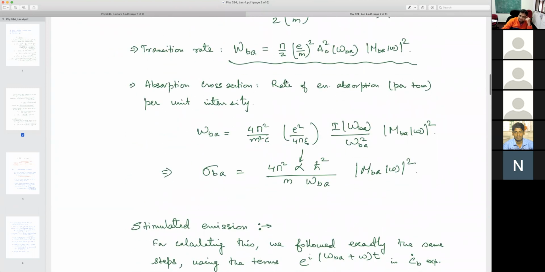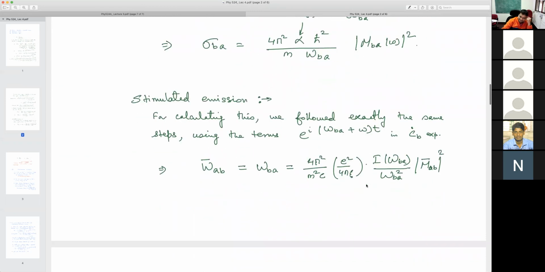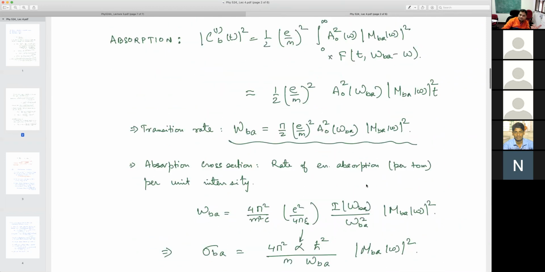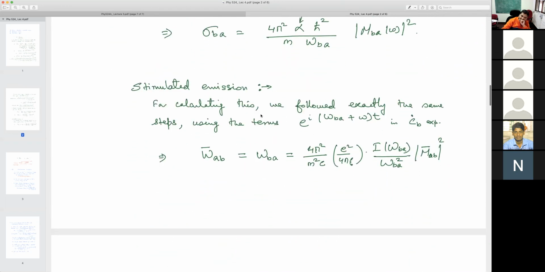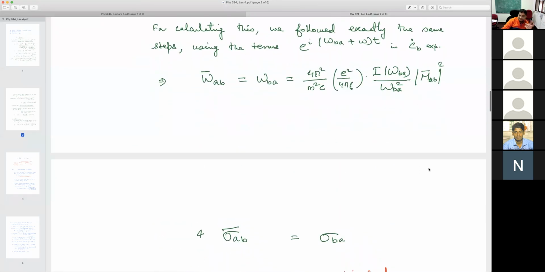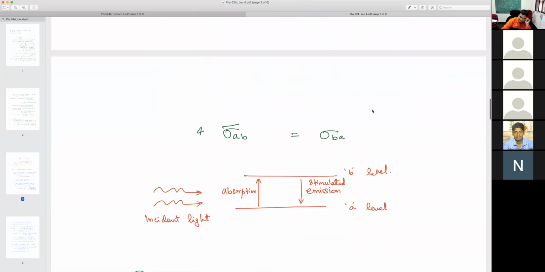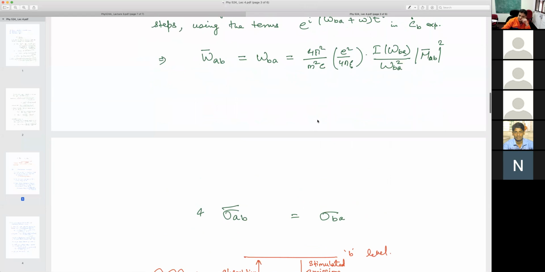Okay. And given the transition probability, I can define the absorption cross section, which is the rate of energy absorption per unit intensity of the incident radiation. And similarly, I follow the same approach by using the second part of the term. I can calculate the stimulated emission. And it gives me exactly the same expression, in the sense of the detailed balance principle, which we just talked about. In fact, their absorption coefficients are also identical. So we just follow from W_AB being equal to W_BA.